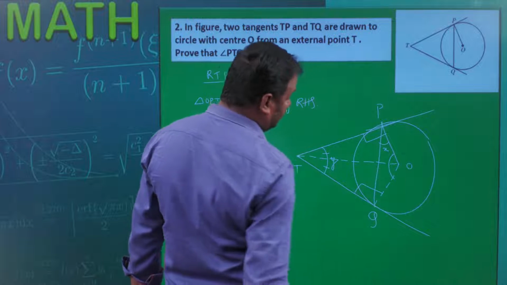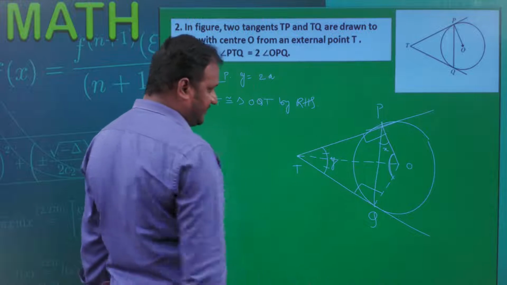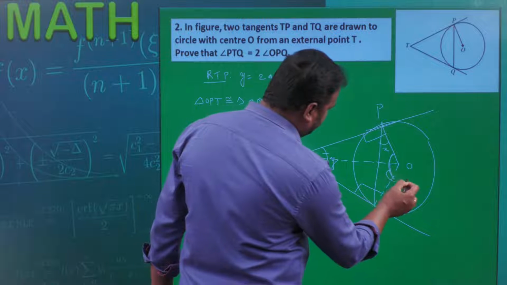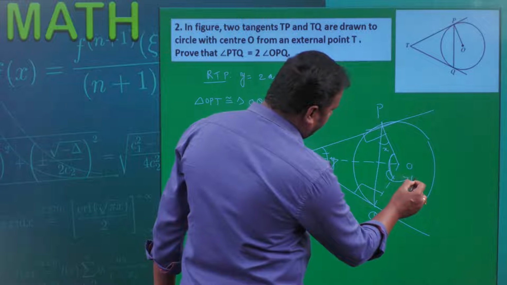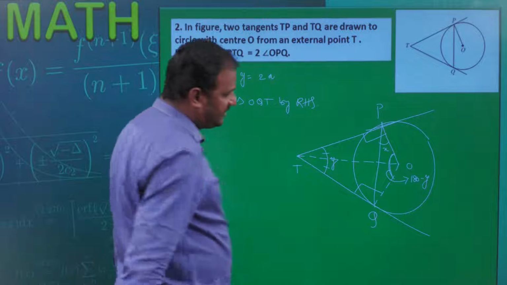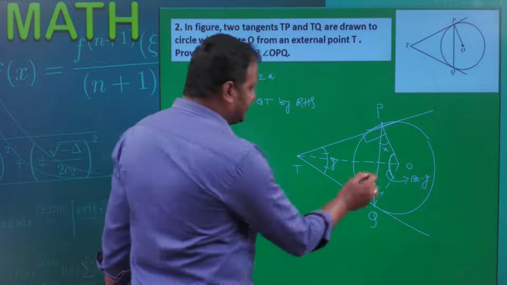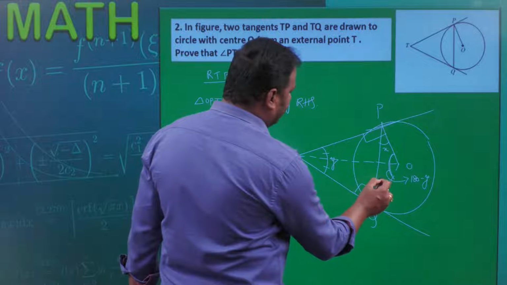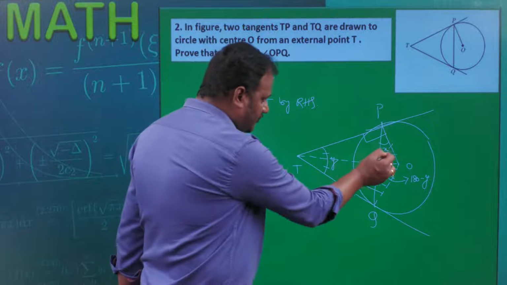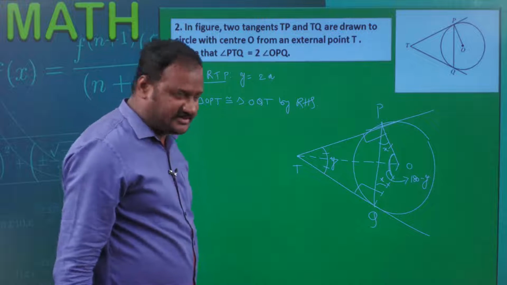And you see, this angle and this angle both are supplementary angles. Since these two are supplementary angles, this angle is going to be 180 minus Y, correct? Because this is Y, this angle should be 180 minus Y. Since this is X, this is also equal to X, because in this triangle OP and OQ both are radii, so radii are equal. Therefore, it is an isosceles triangle.